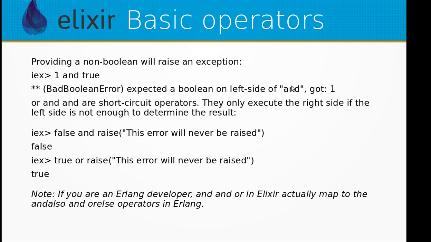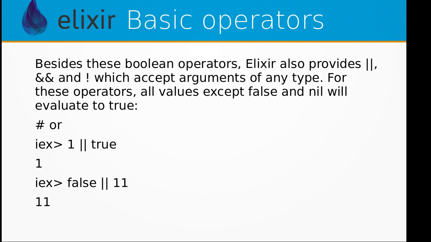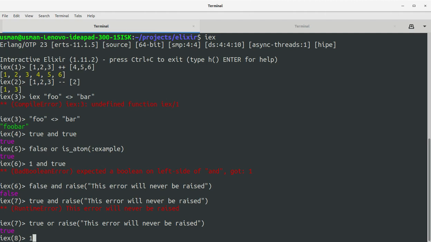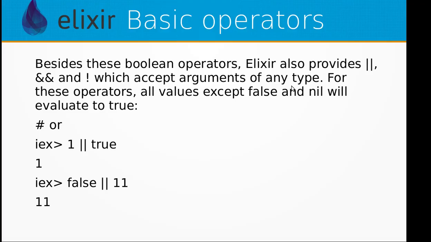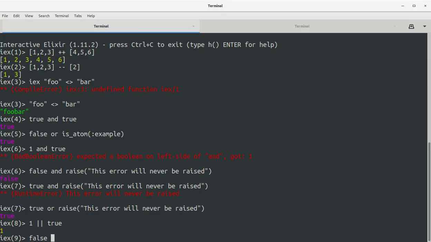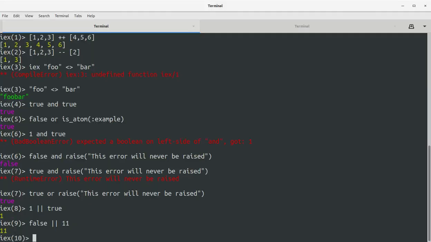If you are an Erlang developer, and and or in Elixir actually map to the andalso and orelse operators in Erlang. Besides these Boolean operators, Elixir also provides double pipe sign, double ampersand, and exclamation mark, which accept arguments of any type. For these operators, all values except false and nil will evaluate to true. So we have or, which is represented by the double pipe sign. So 1 or true, and I get 1. Similarly, I can say false double pipe 11, and I get 11.